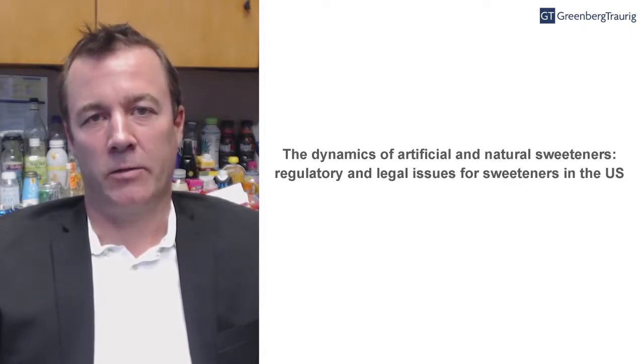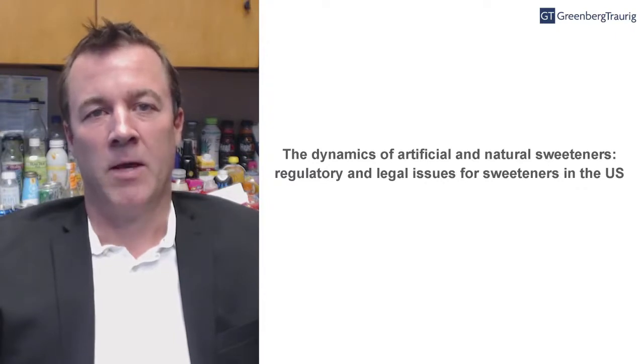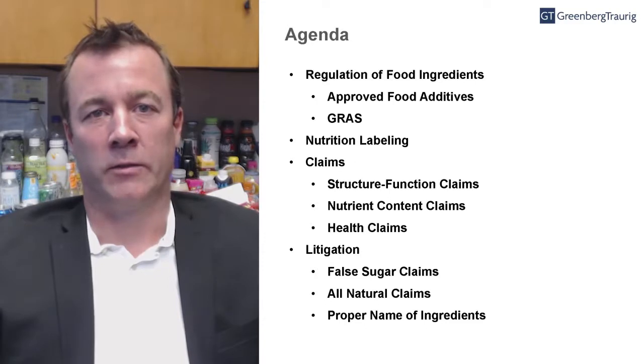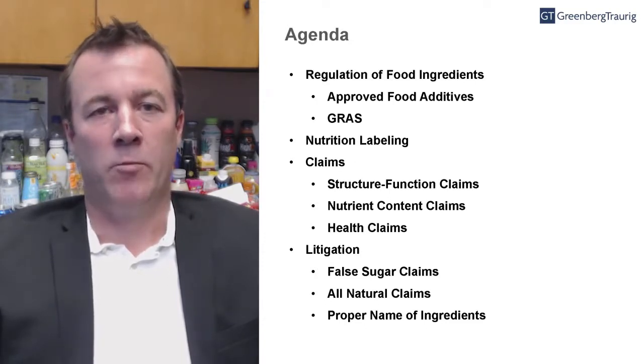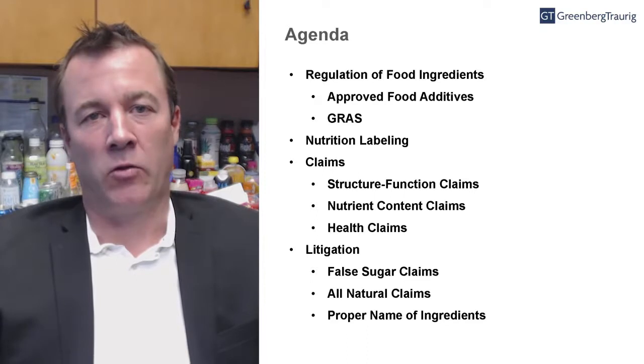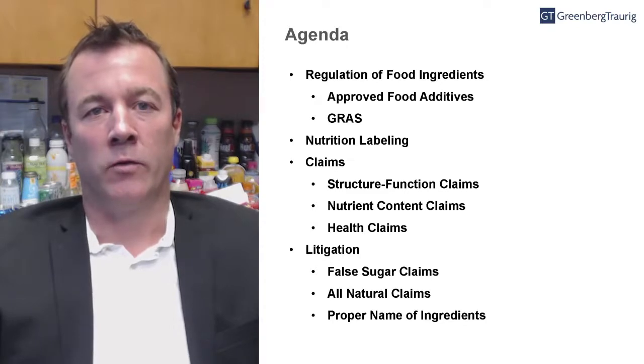Today, I'm going to talk to you a little bit about the regulation of sweeteners in the United States. First, we're going to talk about what regulatory requirements there are for sweeteners, whether they have to be approved food additives or GRAS. Then we're going to talk about how those sweeteners are labeled on products in the United States. We'll talk about certain claims that can be made for sweeteners. And finally, we'll talk about the growing class action litigation over claims made for sweeteners and other ingredients in the United States.